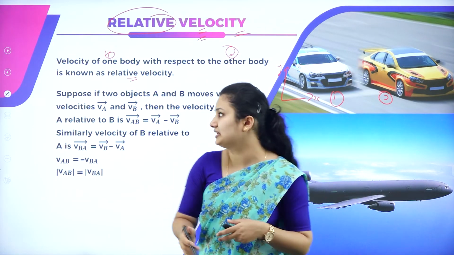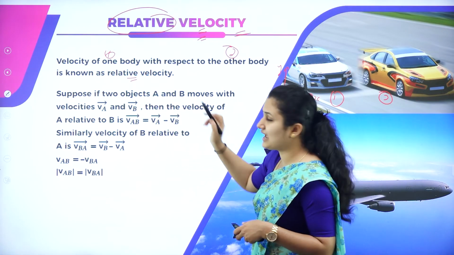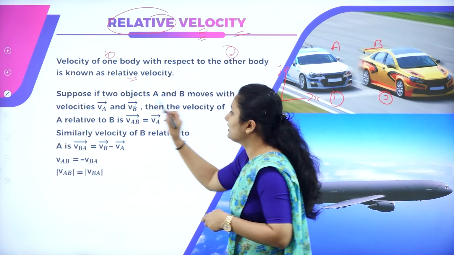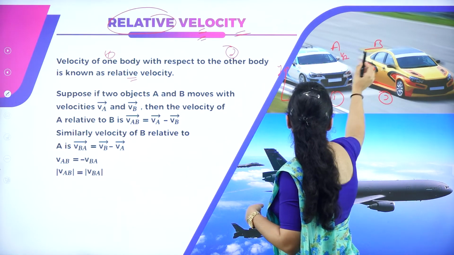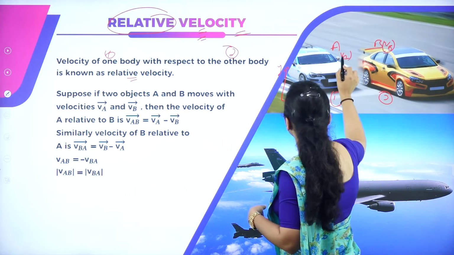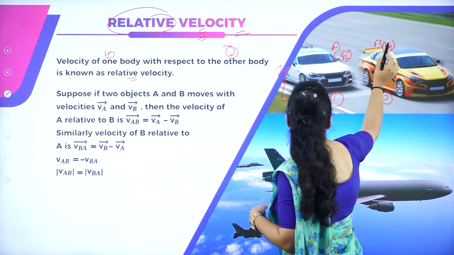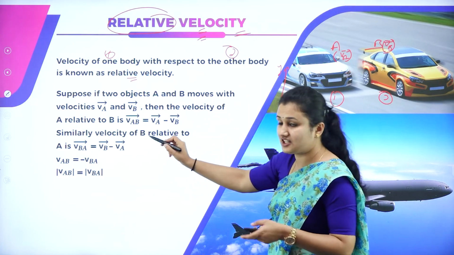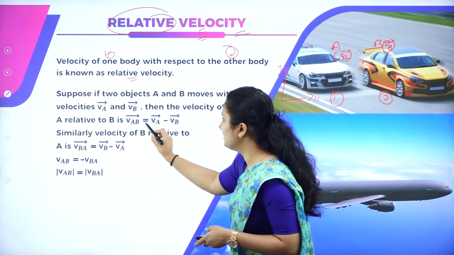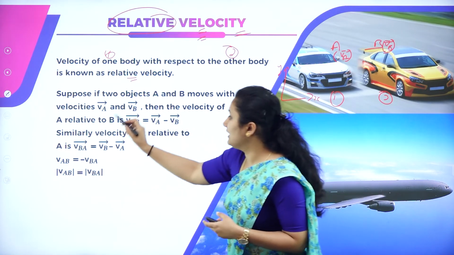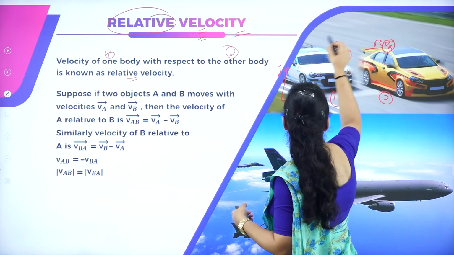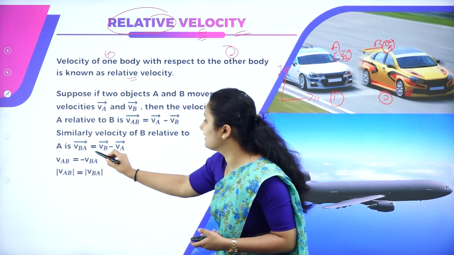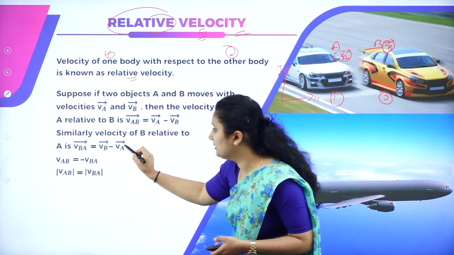Motion is relative. Suppose there are two objects A and B, moving with velocities VA and VB. It's a vector quantity. Then the velocity of A relative to B, with respect to B, is given as VAB is equal to VA minus VB. Similarly, the velocity of B with respect to A is given as VBA is equal to VB minus VA.